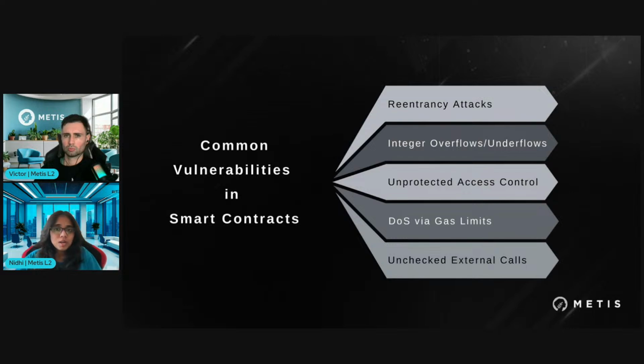So this attack is when the external contract is able to repeatedly call back into the original contract before the first execution is complete. It's a little bit tricky to understand, but it's one of the most famous vulnerabilities. It's been behind some massive exploits in the past, like the DAO hack we mentioned earlier.